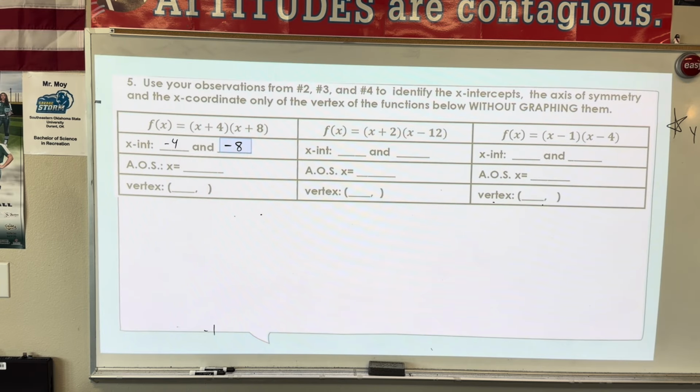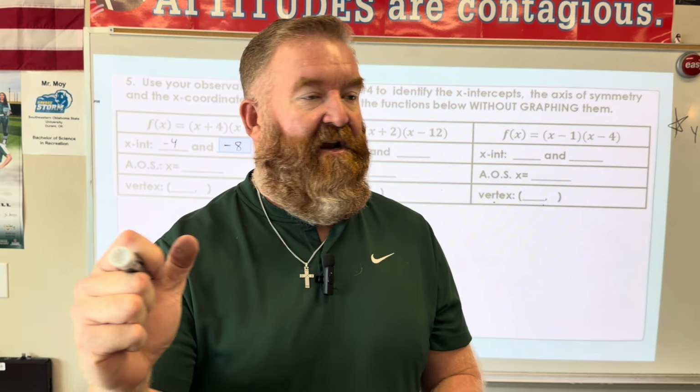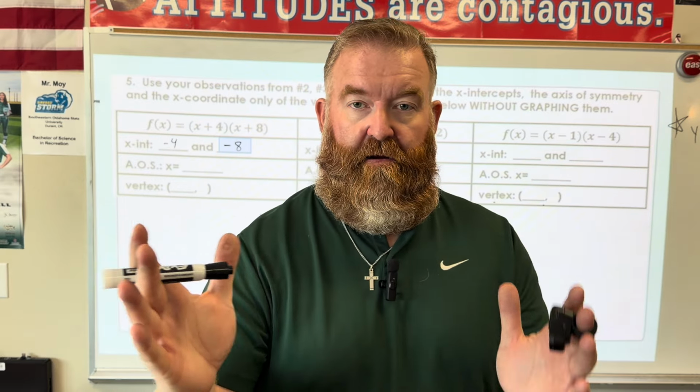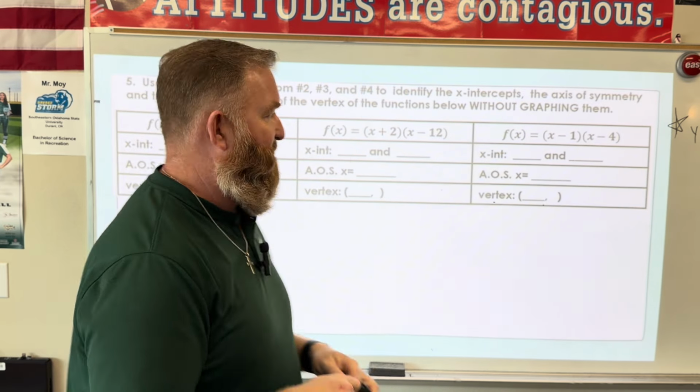Find me the axis of symmetry. This one's a little bit easier. How do you find the axis of symmetry? It's in the middle. Good, I'm glad you guys are catching on with that. So if I have -4, and I go a little bit further, I got -8, what's halfway in the middle? -6 is going to be my number.